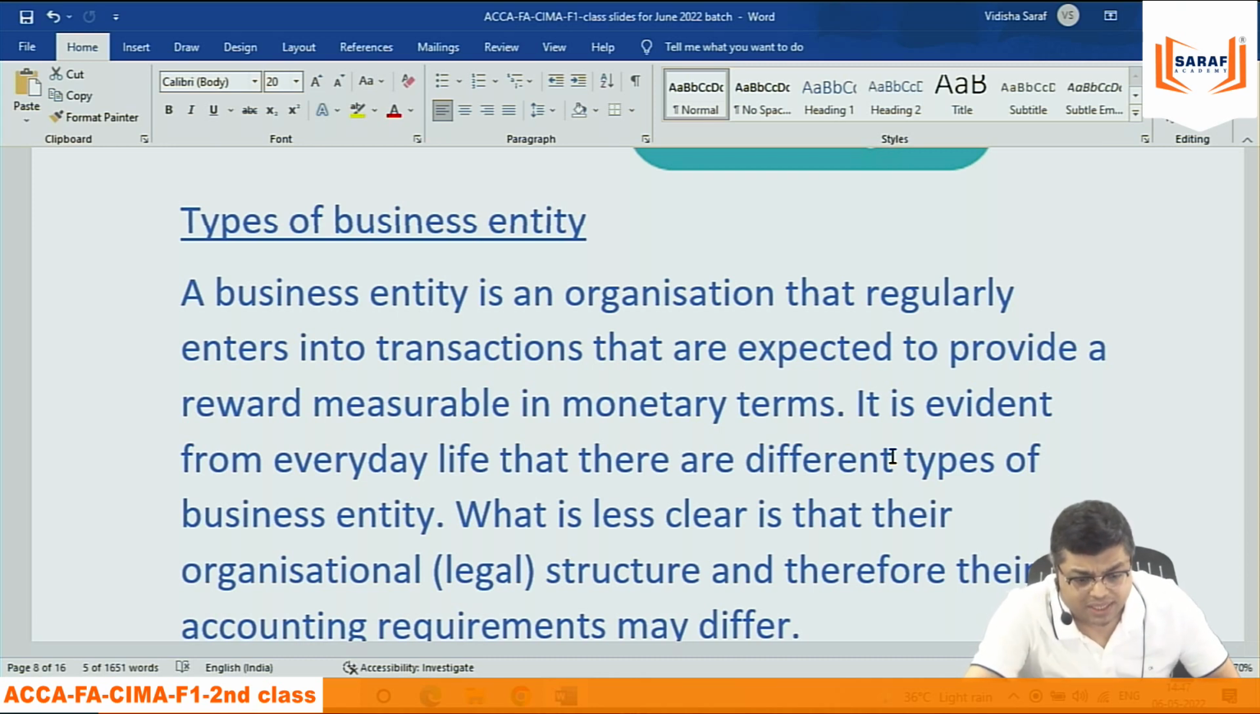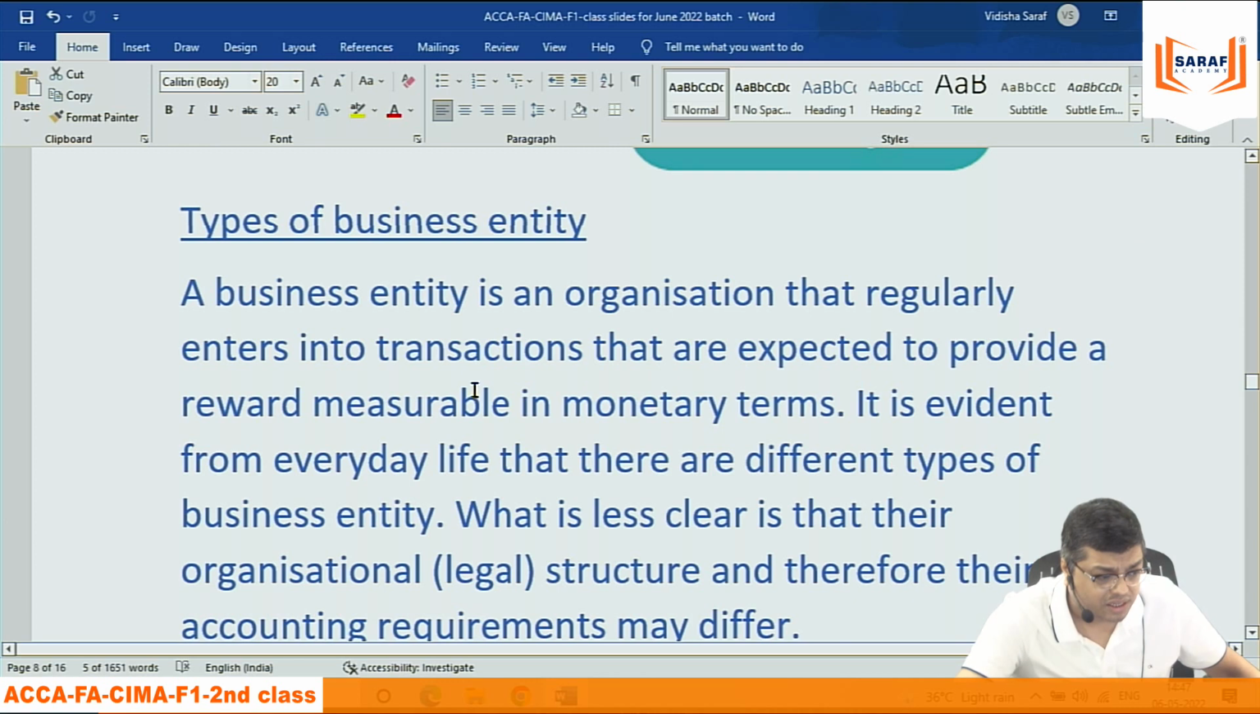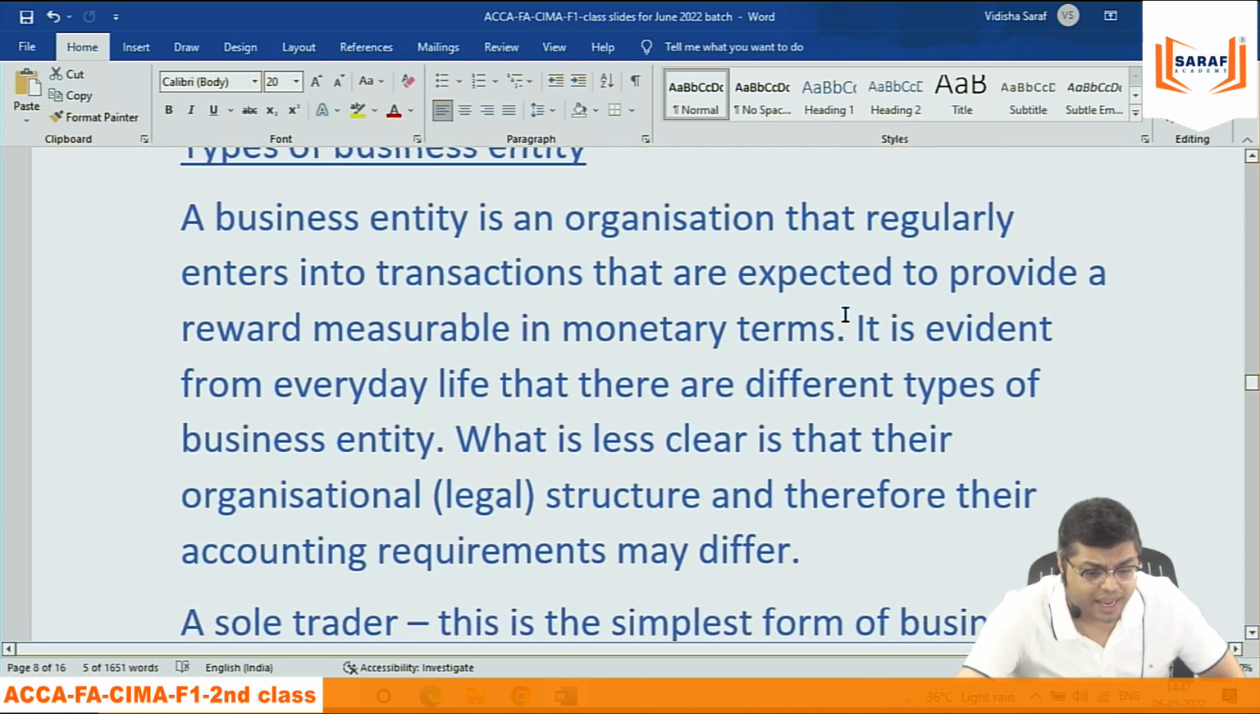Because the volume of transactions is so large, even though there is an automation system, there is technology, an IT system which they are using for recording transactions, still so many employees are required. So there are many types of business entity which will decide the recording of the transactions. A business entity is an organization that regularly enters into transactions. We are entering into transactions. Why? So that we provide a reward in measurable monetary terms.